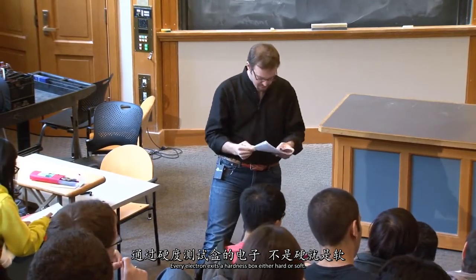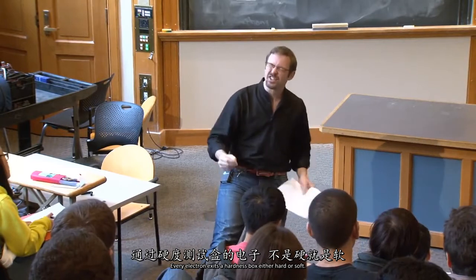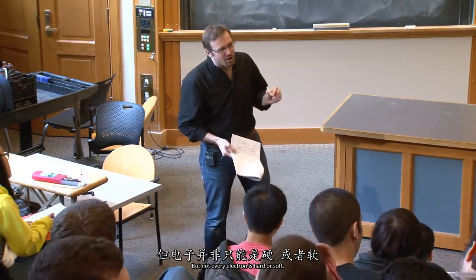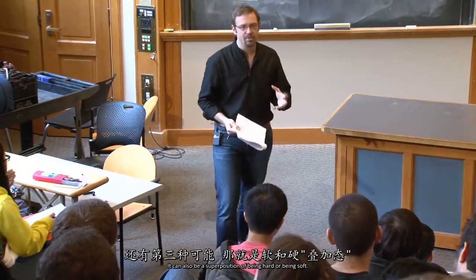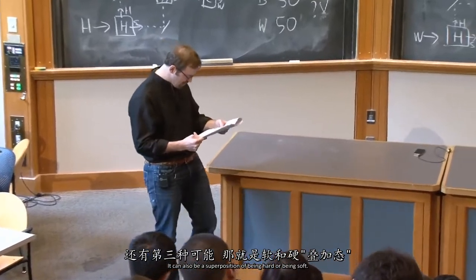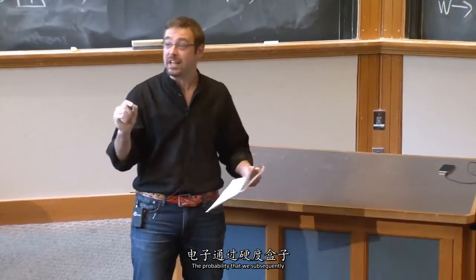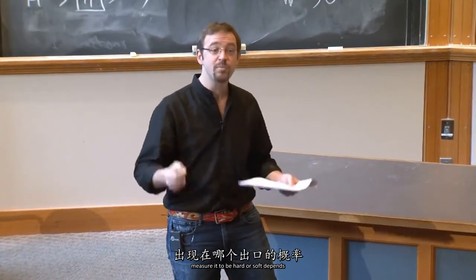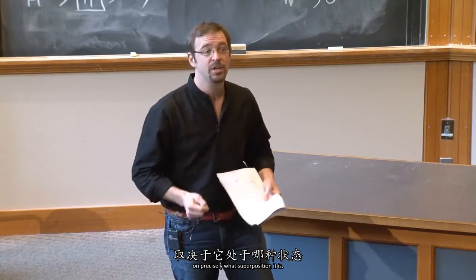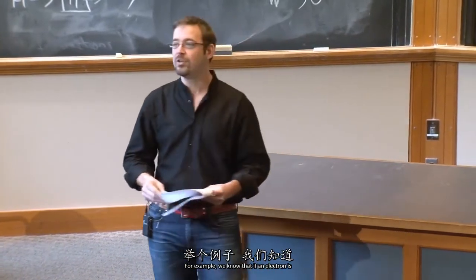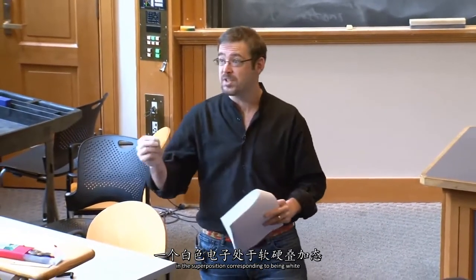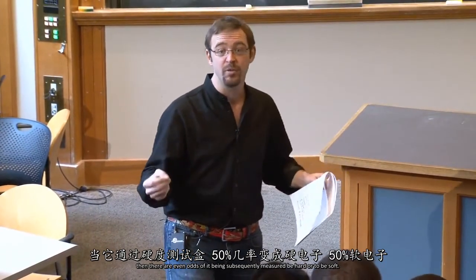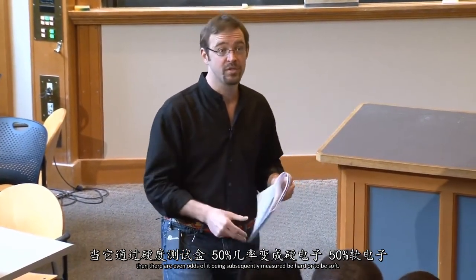Every electron exits a hardness box, either hard or soft. But not every electron is hard or soft. It can also be a superposition of being hard or being soft. The probability that we subsequently measure it to be hard or soft depends on precisely what superposition it is. For example, we know that if an electron is in the superposition corresponding to being white, then there are even odds of it being subsequently measured to be hard or to be soft.